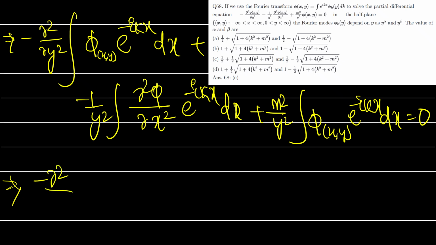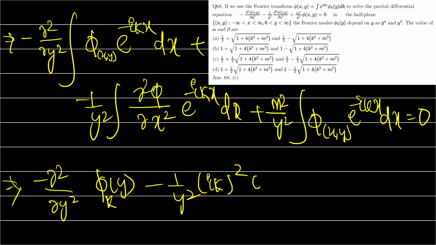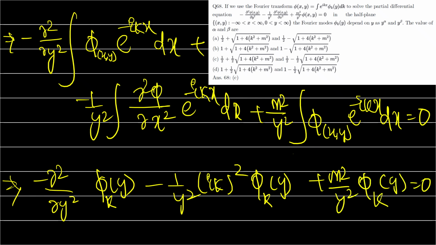Now it will become del square by del y square of phi_k(y), as per the formula, minus 1 by y square, and this thing is nothing but (ik) whole square into phi_k(y). We have a rule in the Fourier transform: if there is the nth derivative of phi, then the formula will be (ik) whole to the power n into the Fourier transform, that is phi_k(y). So using that rule, it is minus 1 by y square (ik) whole square phi_k(y) plus m square by y square phi_k(y). Now we have to just solve this differential equation.